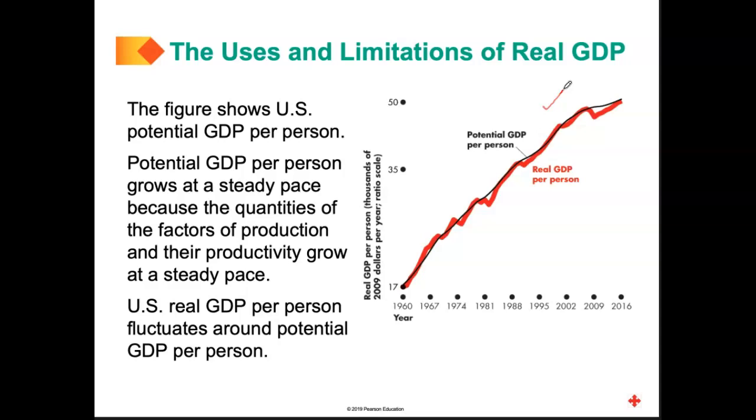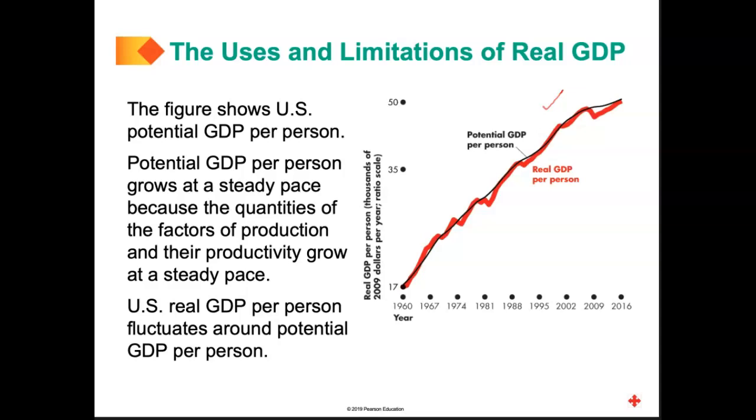It could be an expansion, where real GDP per person is higher than potential GDP, or it could be a recession, where real GDP per person is lower than potential GDP. Generally when potential GDP per person is higher than real GDP per person, we tend to have a recession. The country is not producing enough. If real GDP per person is higher than potential GDP per person, the country is overproducing, and you tend to have periods of inflation.